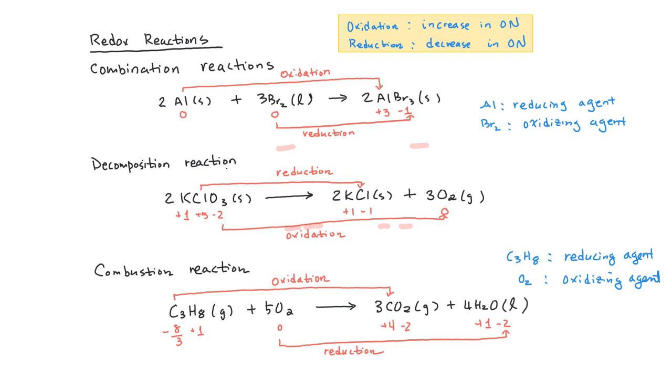Now, it is very clear that the oxidation number of chlorine has decreased from +5 to -1. So we can say that chlorine underwent reduction. However, in the case of oxygen, the oxidation number increased from -2 to 0. So we can say the oxygen atom underwent oxidation. Okay, now let's take a look at a classical chemical reaction. This is a propane combustion reaction.